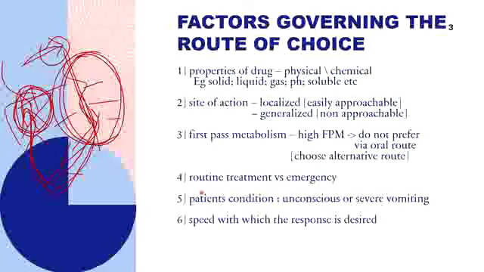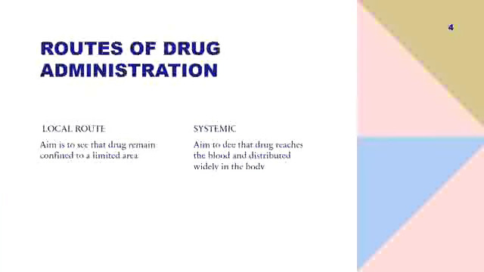Next, another factor governing the route of choice is routine treatment or emergency, that is, in what conditions we are giving the drug. Next is patient condition. Is the patient unconscious or having severe vomiting? Some patients vomit, and if we give the drug, they vomit it out. And next, the speed with which the response is desired. How fast the response is desired.